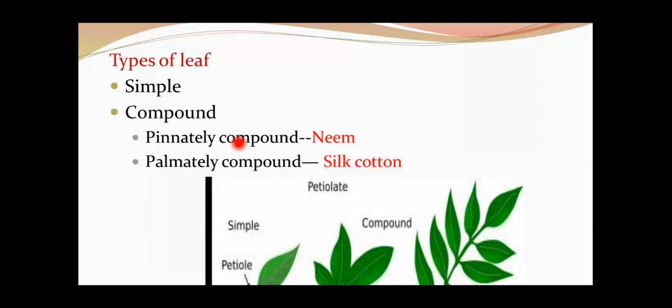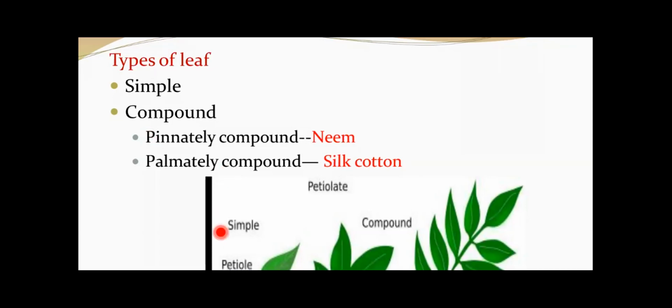I repeat my words. What is a simple leaf? A simple leaf is one in which the lamina is entire, and even if it is incised, the incisions generally do not touch the midrib. When the incisions of the lamina touch the midrib and it breaks into a number of smaller leaflets, the leaf is said to be compound. I hope you have understood simple and compound. Compound leaves are further divided into two types, that is pinnately compound and palmately compound. So what is a pinnately compound leaf?